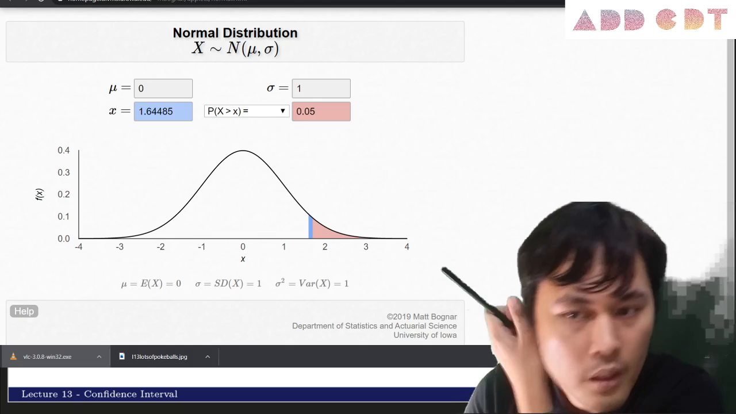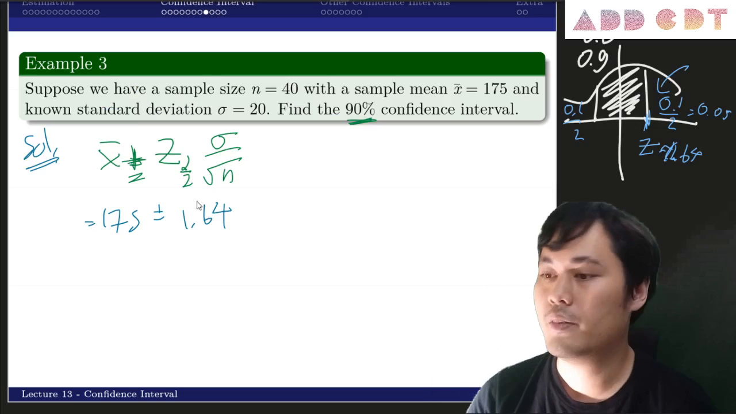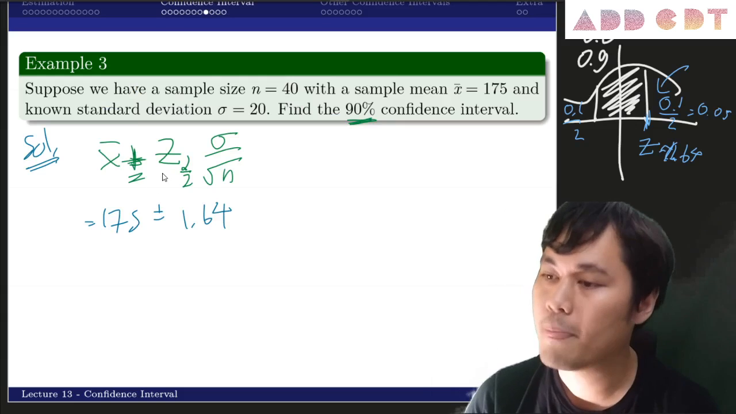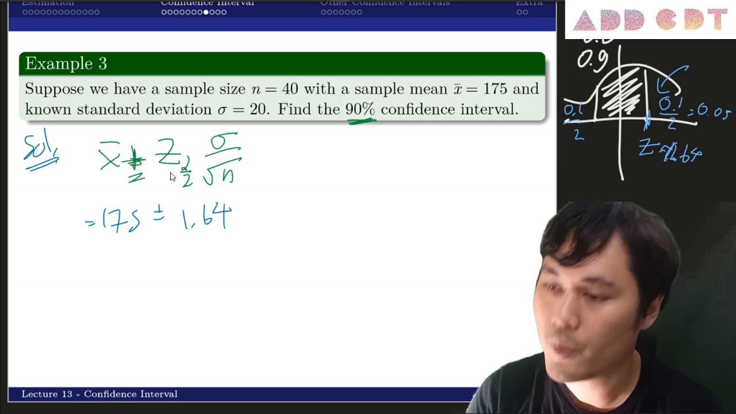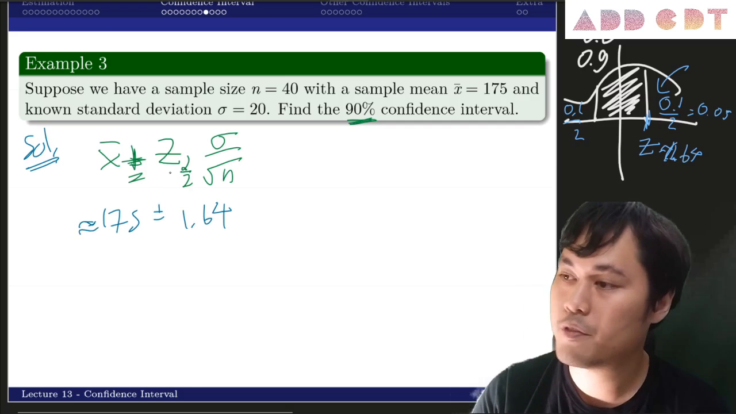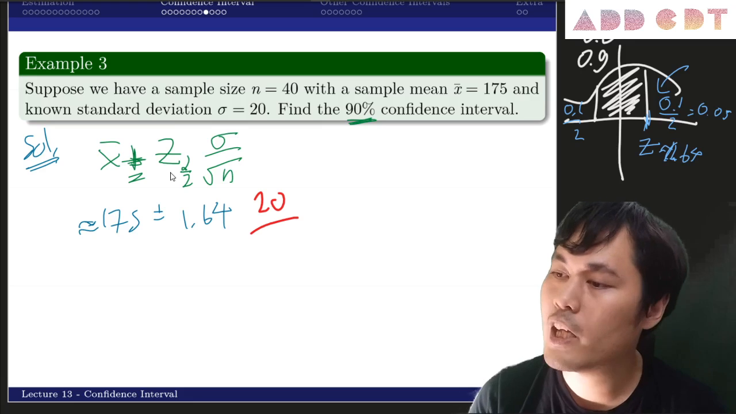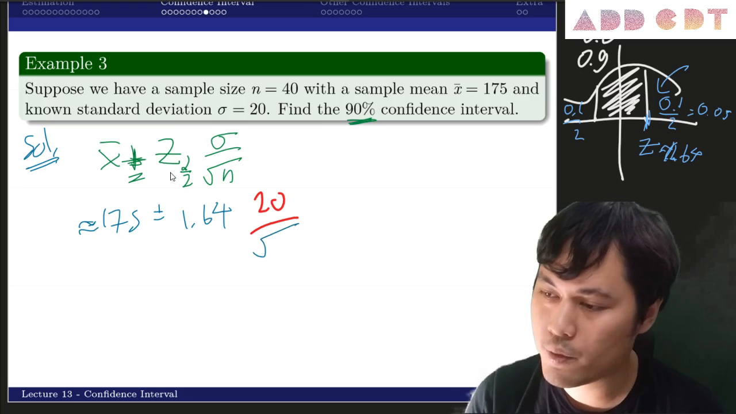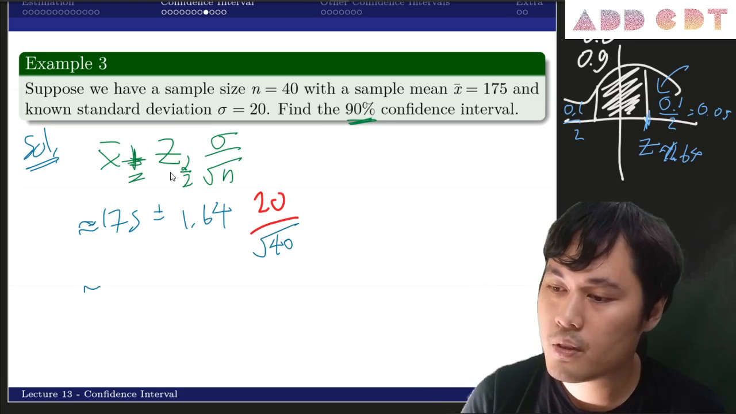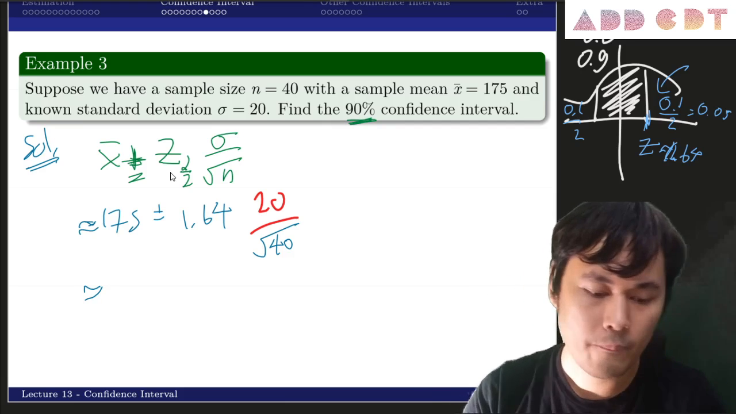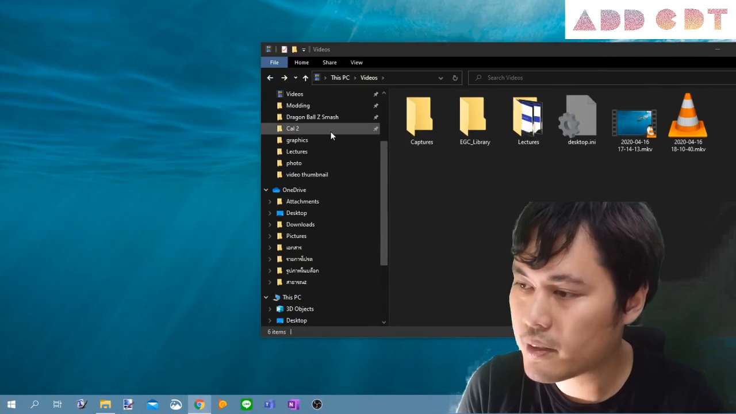Sorry, I forgot to turn this off. Okay. That's x bar is 175. z, the point here, is about 1.64. Sigma, do we have sigma? We have here 20. And do we have n? Yes, we do. We have square root of 40. And then we can just use that to compute the exact number.